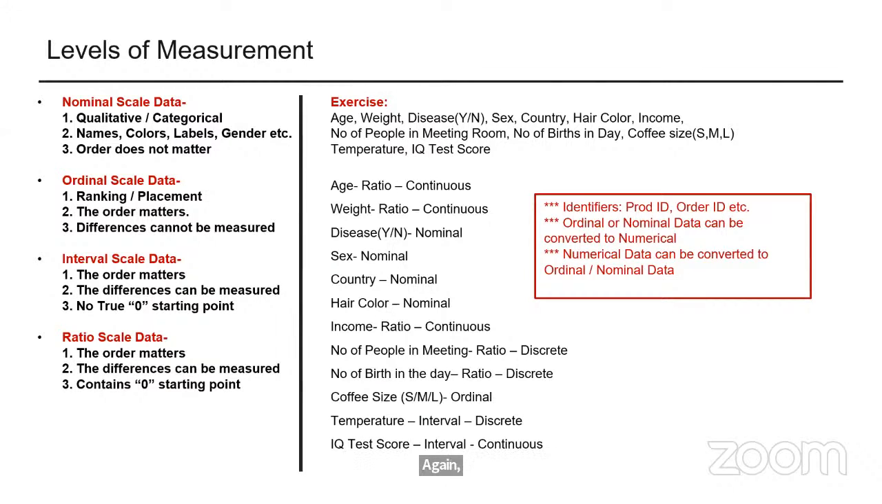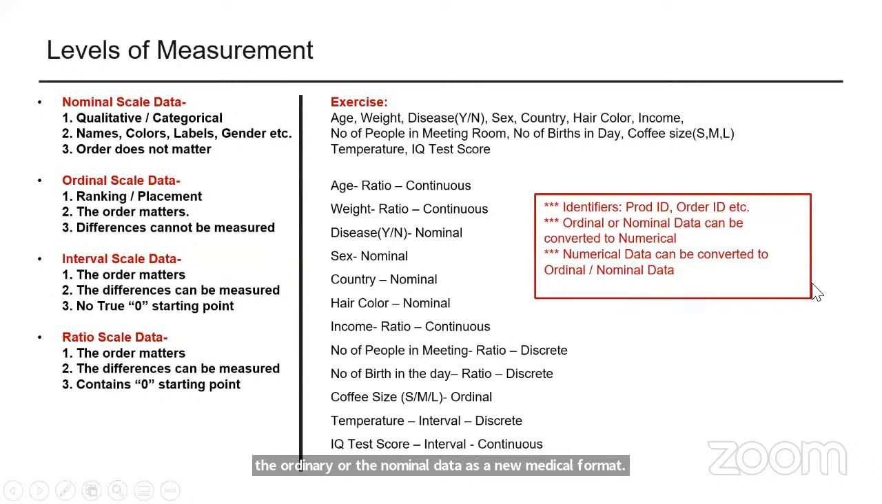Let me give you an example where ordinal and nominal data can be converted to numerical. Take the example of very bad, bad, fair, good, and very good. If I put it in numerical values on a scale of 1 to 5, I give the rating very bad as 1, bad as 2, fair as 3, good as 4, and very good as 5. So I can represent ordinal or nominal data in a numerical format.